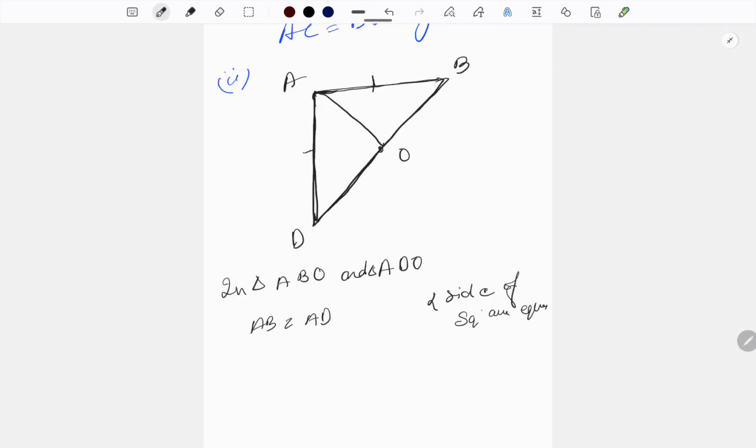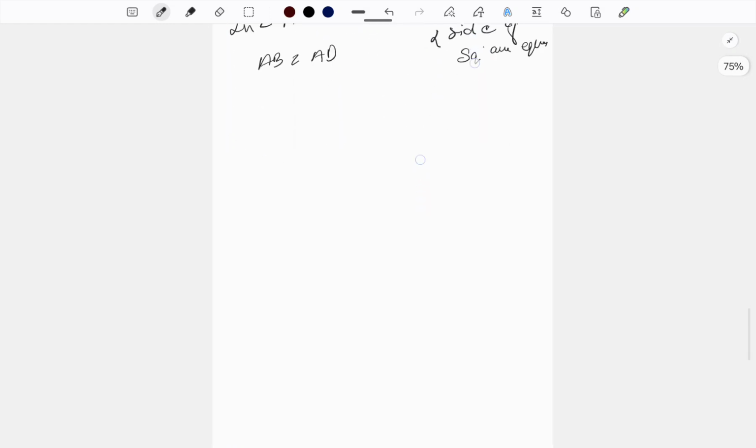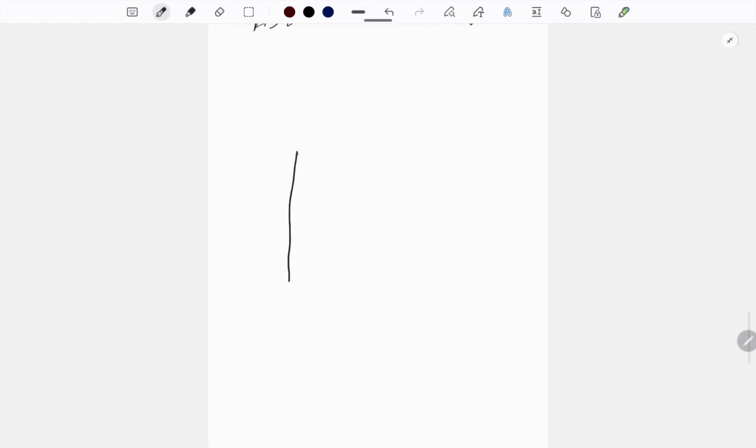Now, for this we need to have one more condition, that DO should be equal to OB, because then only by side we can prove it. So let us keep a space here and we will come back to this. Let me draw the second part which is like this. A, B, C, D, and this one is O, right? This is equal to this.